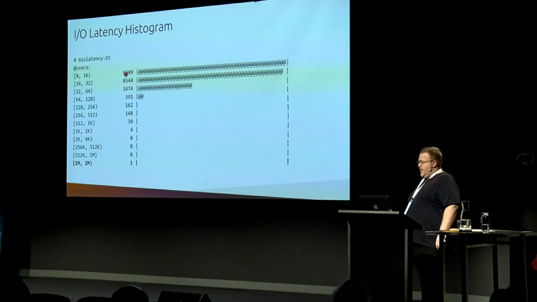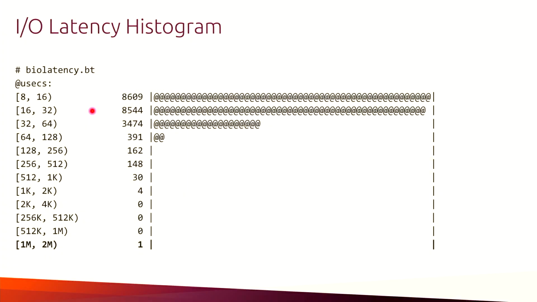the vast majority, 8,000 operations, took 8 to 16 microseconds, another 8,000 took 16 to 32. And you can see this is like a bar graph of what proportion of the total requests were in that bucket. Most of them are very fast, a few tens of microseconds. For some reason, we had one request out of 30,000 plus requests that took 1 million microseconds. That's 1 to 2 seconds.